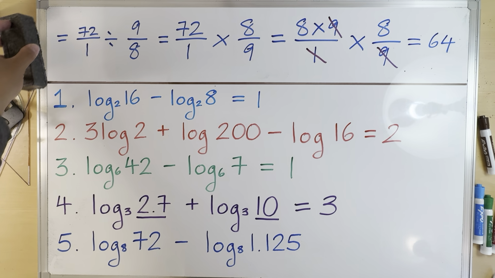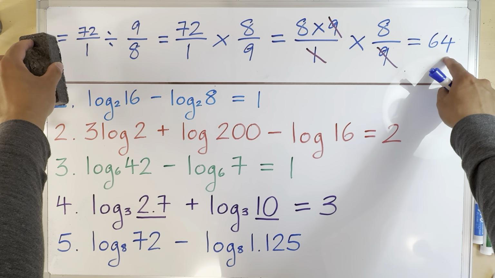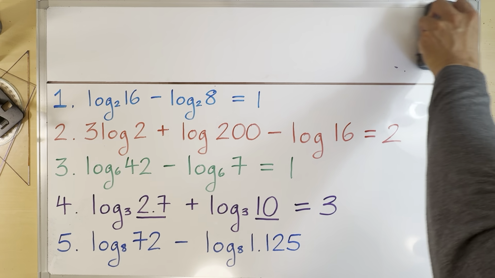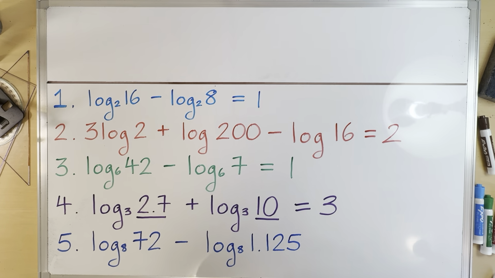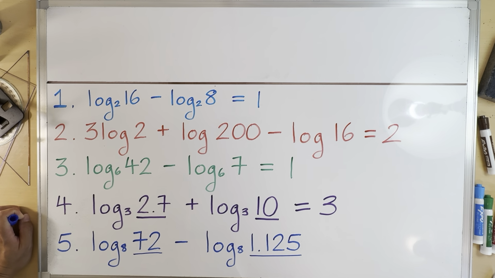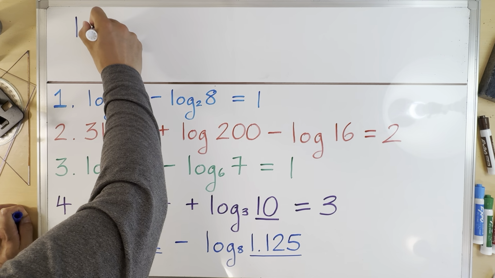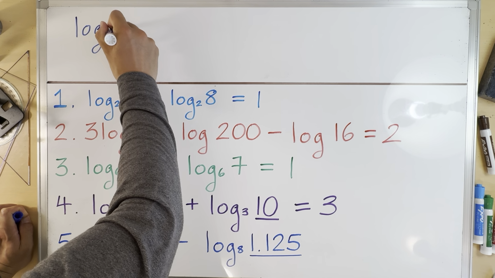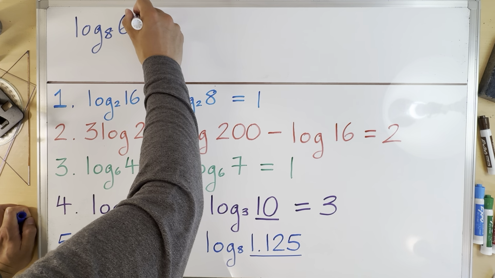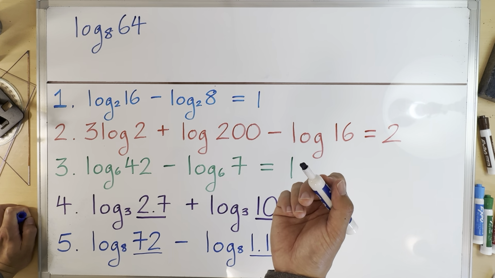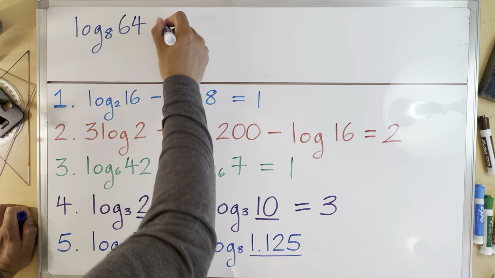So just keep in mind 64 for now. We just calculated that 72 divided by 1.125 is equal to 64. This means that problem number 5 can be written as the log base 8 of 64. That's what it means. Now, what is that equal to?